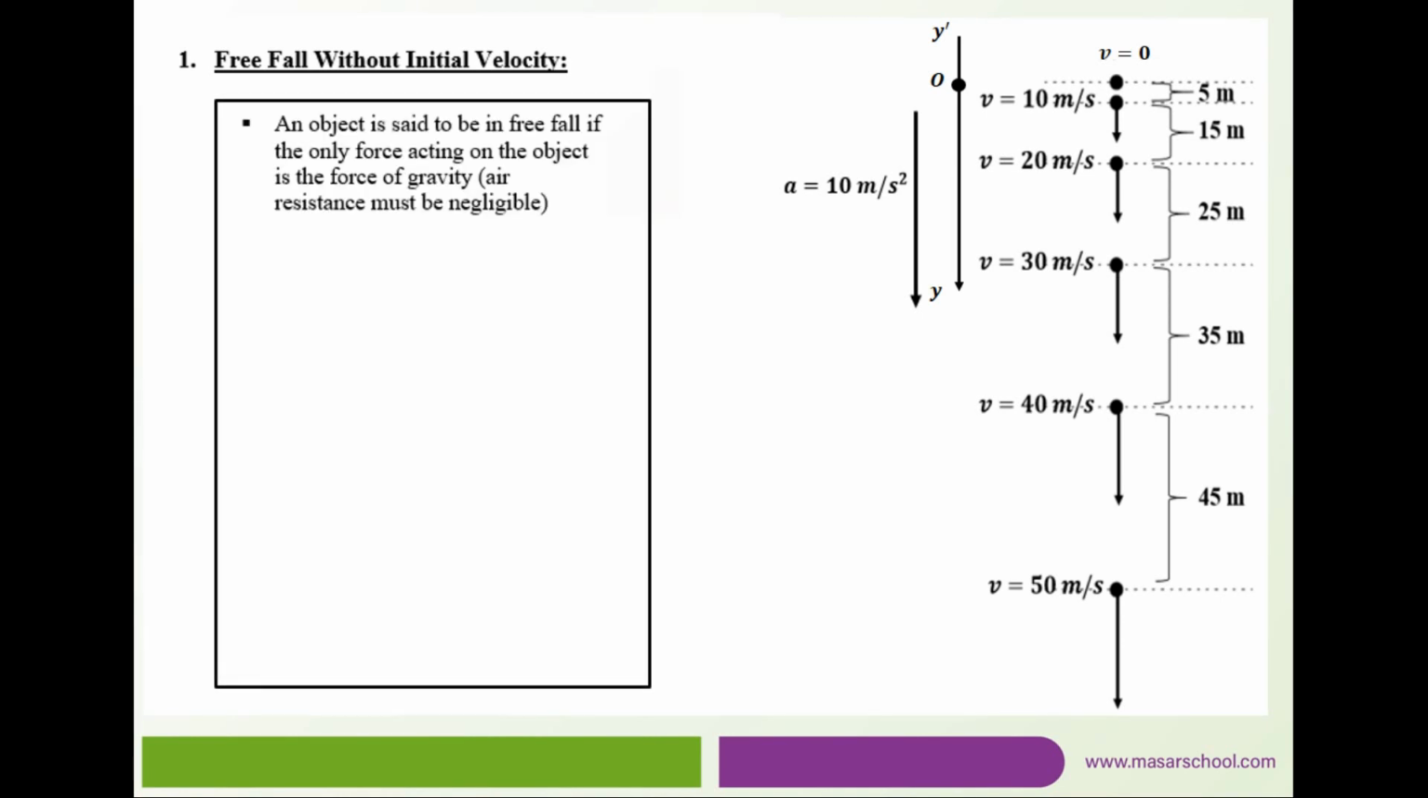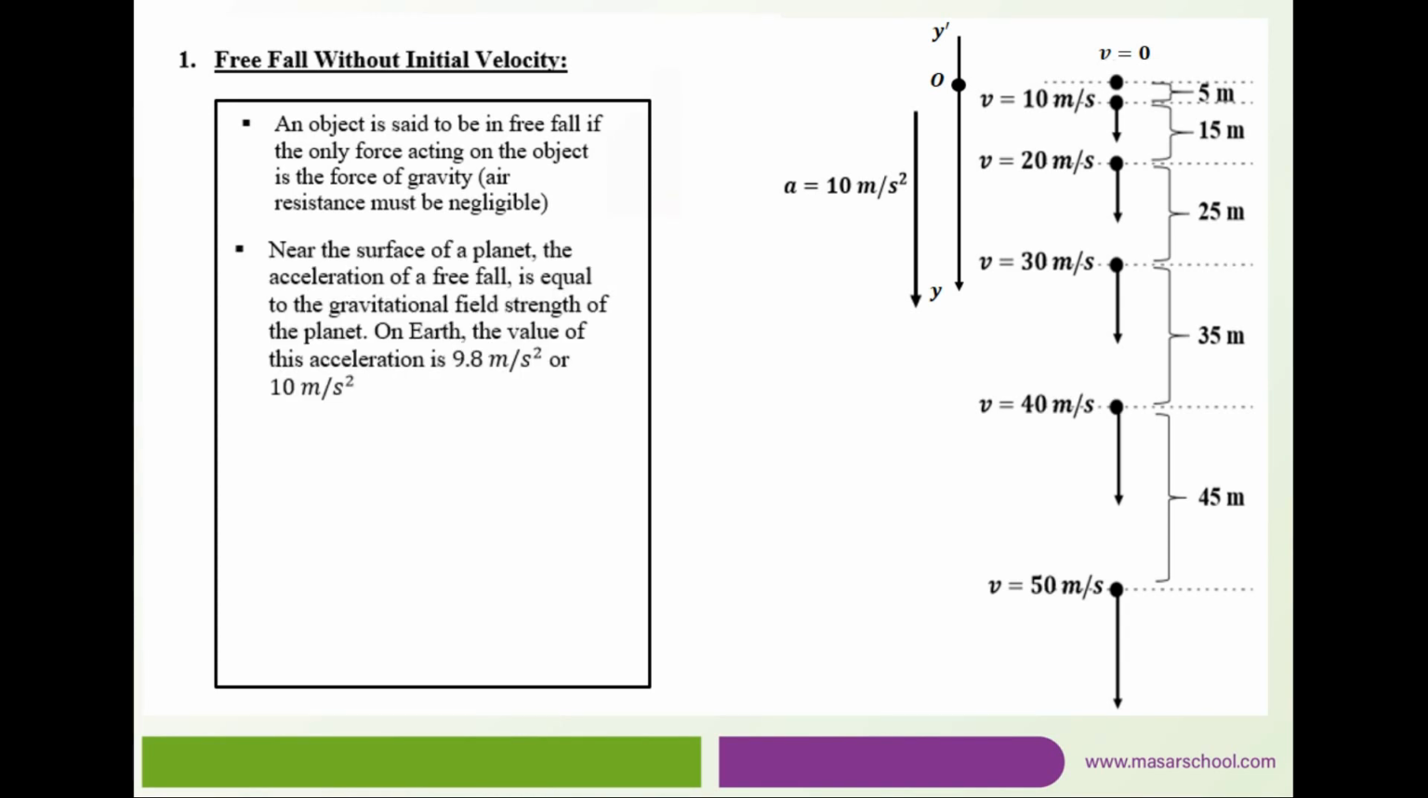An object is said to be in free fall if the only force acting on the object is the force of gravity, and air resistance must be negligible. Near the surface of a planet, the acceleration of free fall is equal to the gravitational field strength of the planet. On Earth, the value of this acceleration is 9.8 meters per second squared, or 10 meters per second squared. Remember that each planet is characterized by something called the gravitational field strength g, and near the surface of a planet g is constant. If you consider Earth, that would be 10 or 9.8 meters per second squared.